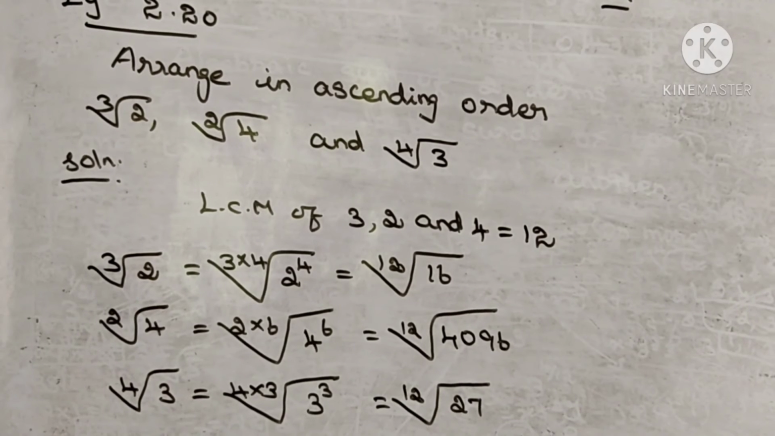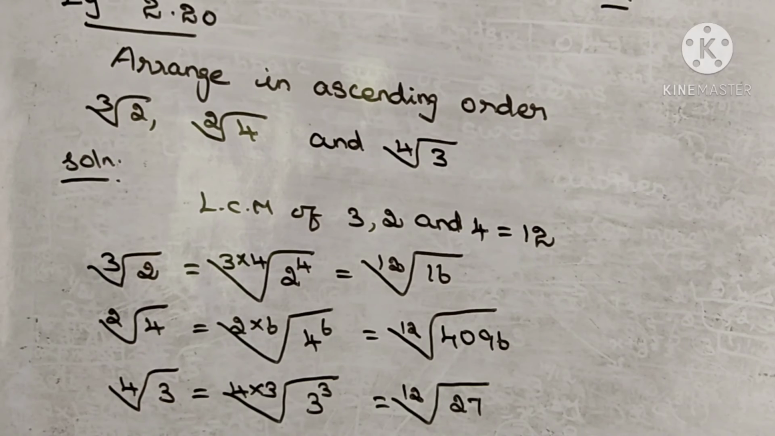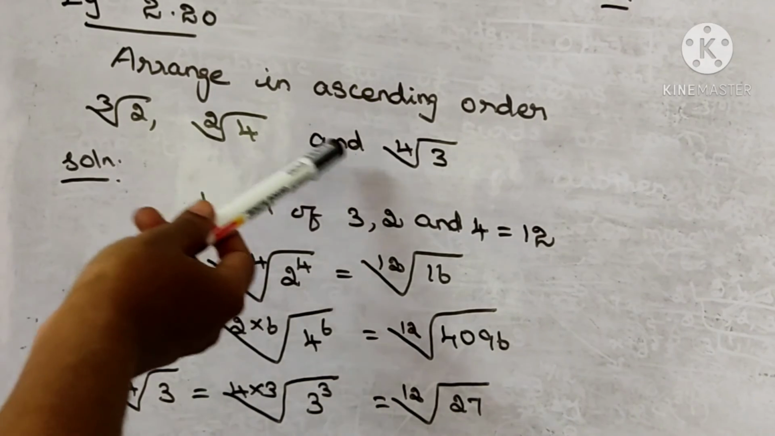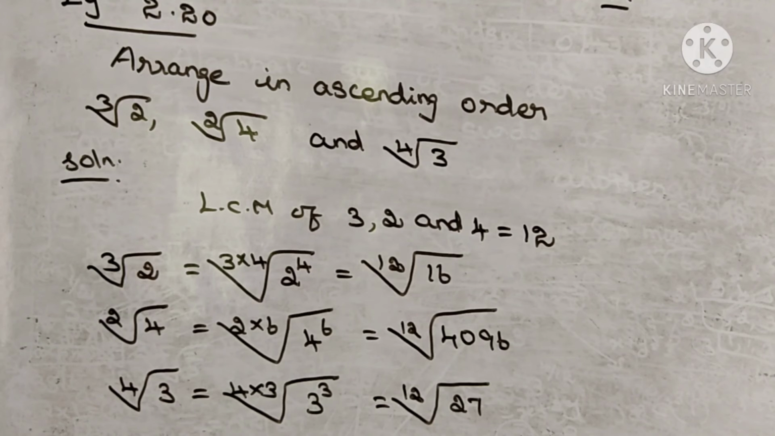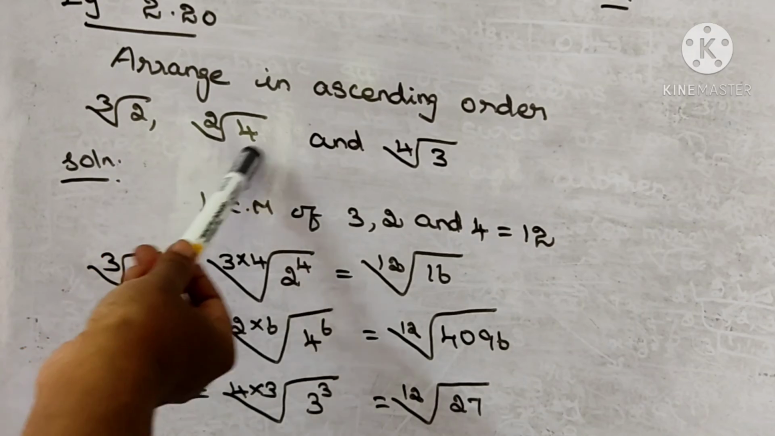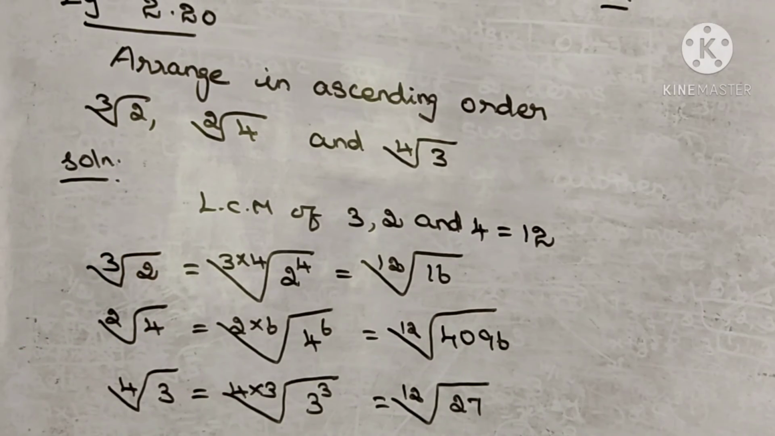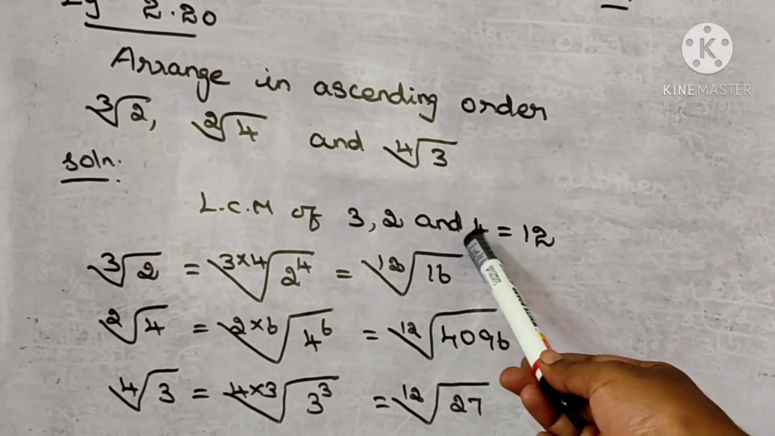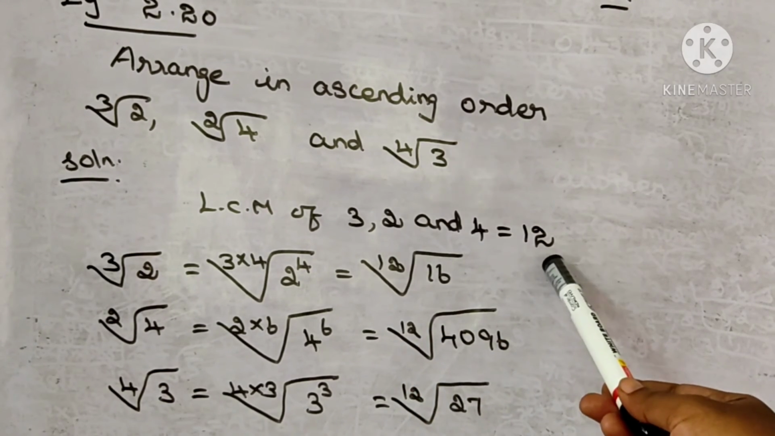Next question, example 2.20. Arrange in ascending order the cube root of 2, the square root of 4 and the fourth root of 3. All the orders of these surds are different, so convert all the surds into equiradical surds. Then only can we find the ascending or descending order. Find the LCM of the orders of the surds. The orders are 3, 2 and 4, so the LCM is 12.